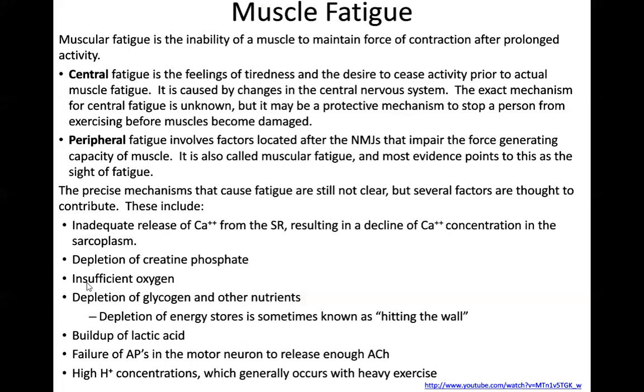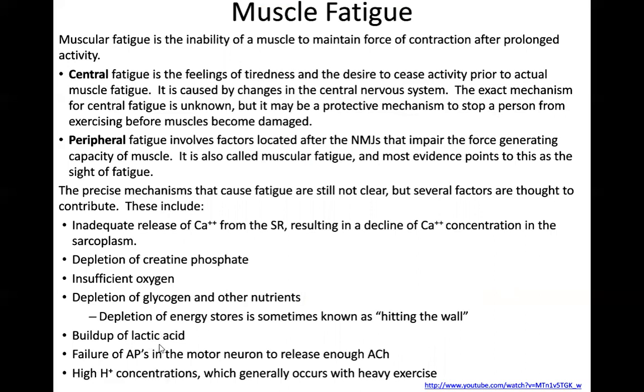Here, when we talk about breathing and oxygen and that kind of stuff, depletion of glycogen, our stored form of glucose, as well as other nutrients. Basically, this is kind of like running out of gas, which in athletics is described as hitting the wall. Anybody heard that phrase before? I'll show you a video clip on that here in 1 second.